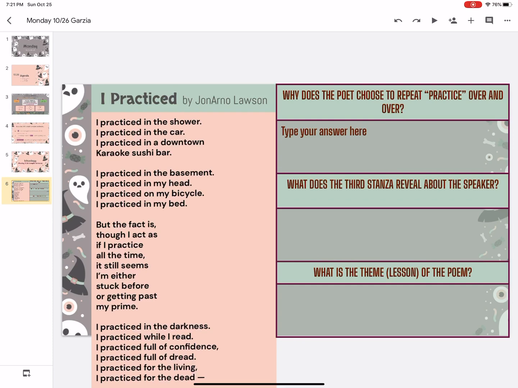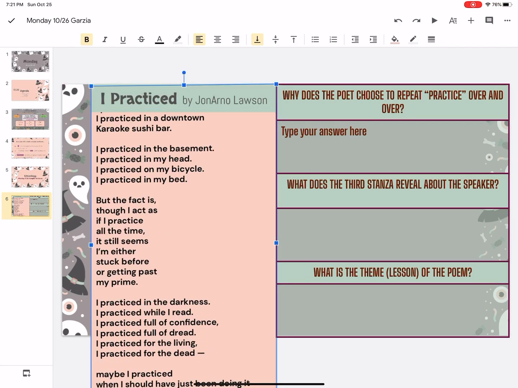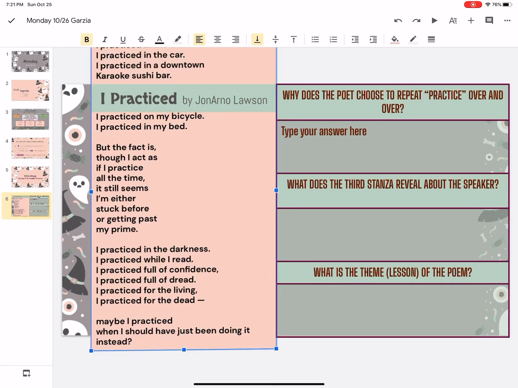I practiced in the darkness. I practiced while I read. I practiced full of confidence. I practiced full of dread. I practiced for the living. I practiced for the dead. Maybe I practiced when I should have just been doing it instead.